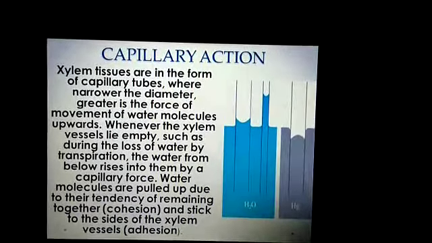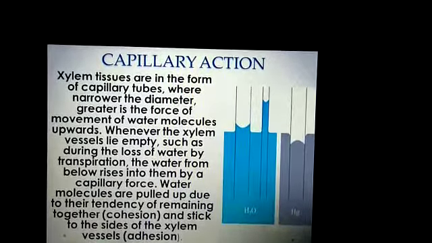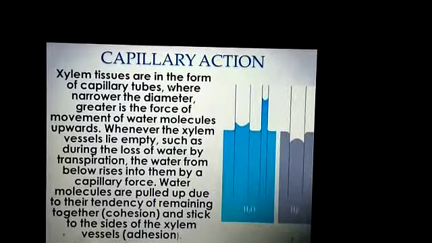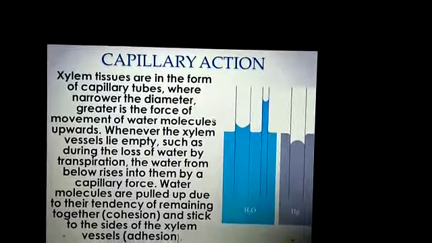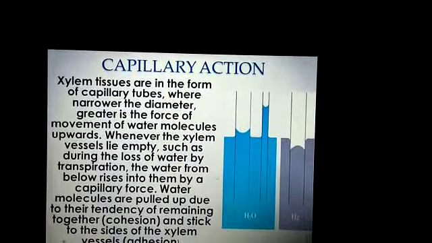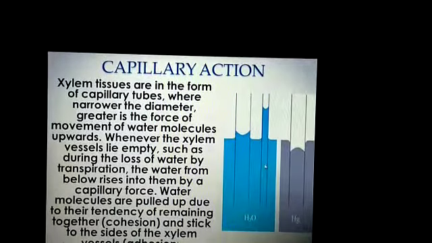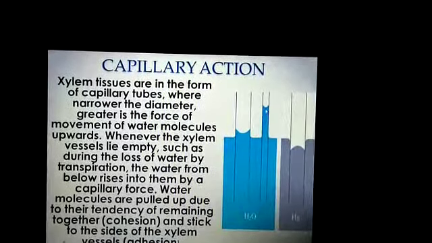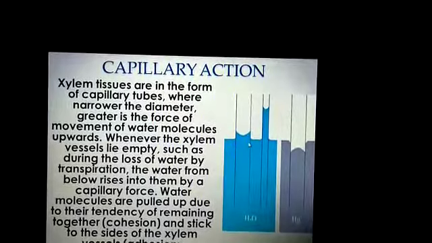Xylem tissues are in the form of capillary tubes. Capillary tubes means very less diameter, where the narrower the diameter, the greater is the force of movement of water molecules upward. In the given picture you can see the diameter in the second picture is very less, so the movement of water is fast, and in the first one the movement of water is slow because the diameter is large.